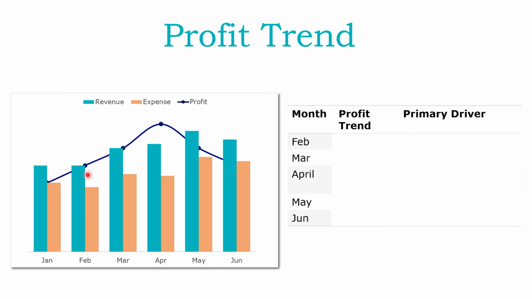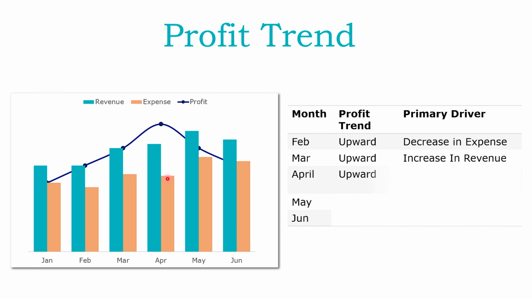From the graph, it is clear February shows stable revenue but reduced expenses, leading to increased profit. In March, both revenue and expenses rose, resulting in an overall profit increase, indicating revenue growth drives profit. April saw increased revenue and reduced expense, boosting profit.